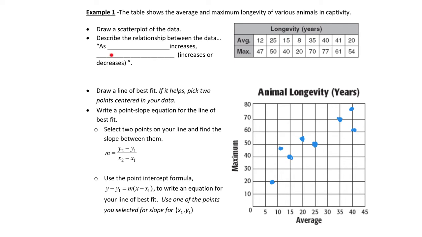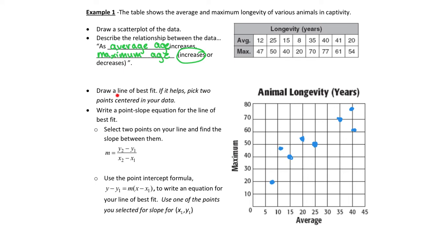So let's fill this in now. We're seeing that as the average age increases, what's happening to the maximum age, and it's also increasing. So we've got maximum age, and we are going to circle increases. It also increases. So that means, once again, that we have that positive trend. It's going up from left to right.